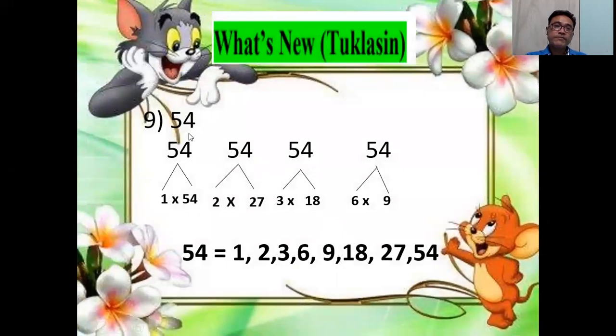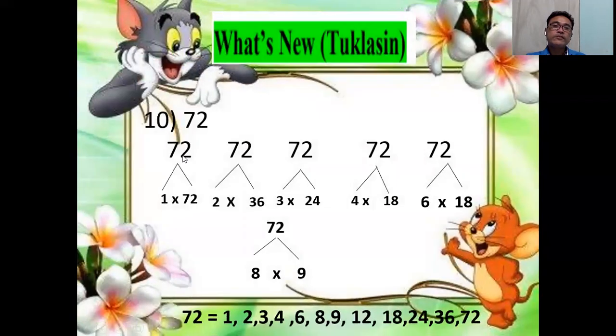Number 9 is 54. 1 times 54 is 54. 2 times 27 is 54. 3 times 18 equals 54. And 6 times 9 is equal to 54. And these are the factors of 54. We have 1, 2, 3, 6, 9, 18, 27, and 54.